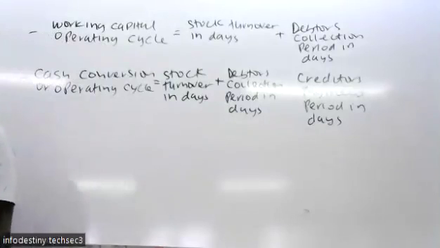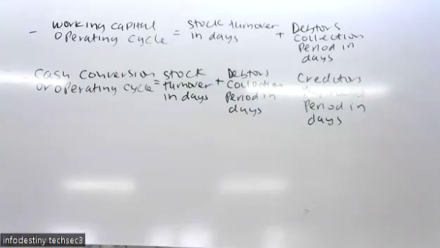So when you want also to calculate now the cash conversion or operating cycle, that one is given by the stock turnover in days plus the debtors collection period in days, but now subtract the creditors payment period. It's the same thing, but now you minus the creditors payment. So that's now how we shall be coming up with the cash operating cycle.